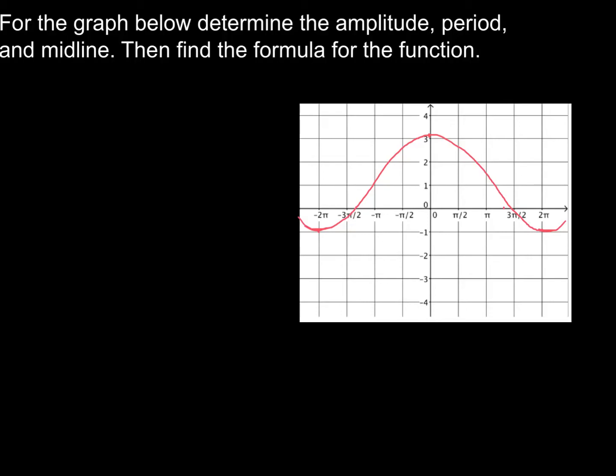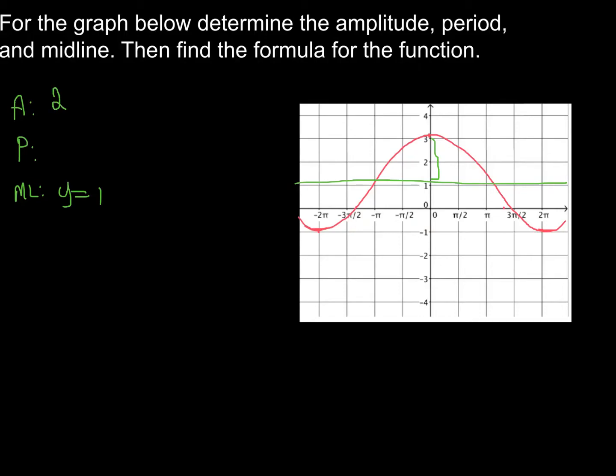Let's go ahead and talk about the amplitude, period, and midline here. So actually it's probably best to look at the midline first, which is halfway in between the max and min. The minimum value here is -1, and the maximum value is 3. So halfway in between is going to be the line y equals 1. So the amplitude, well, that's the distance between the midline and the maximum, and that's going to be 2.